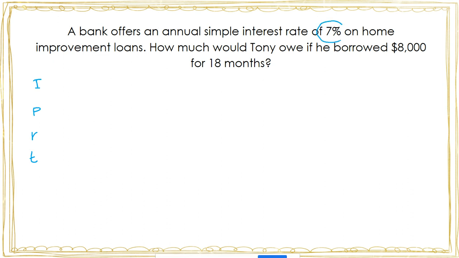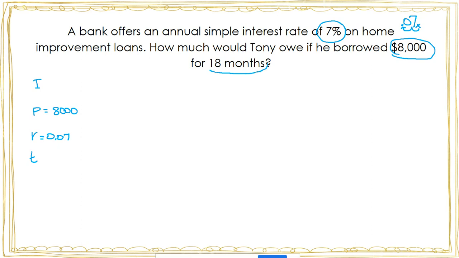We know that we have an interest rate of 7%, and I know that I need to change that into a decimal. So there's an invisible decimal behind that 7, and I would move that decimal 2 places to the right, and this would become 0.07. So I have an interest rate of 0.07, or 7%. I know that Tony borrowed $8,000, and that is going to be the principal amount.